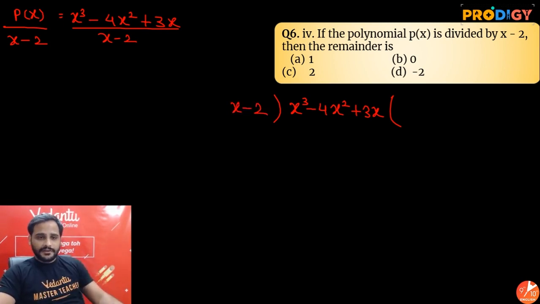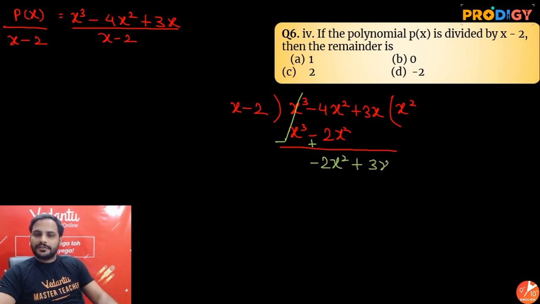If I multiply, beta, first thing, how do I create x cube from x? Multiply with x square. x square into x is x cube. x square into minus 2 is minus 2x square. All right, let us change the signs. So here it will become minus, here it will become plus. This got cancelled. Minus 4x square plus 2x square is minus 2x square plus 3x. How do I create minus 2x square from x? So multiply with minus 2x. So minus 2x into x is minus 2x square. Minus 2x into minus 2, negative into negative is positive, and it is 4x.